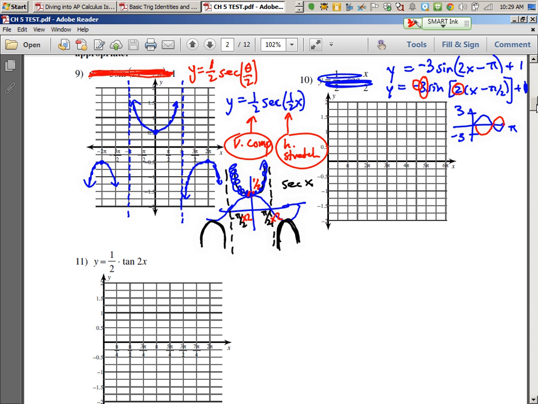This point is at the origin, point A. But I'm planning to right shift by pi over 2 and upshift 1, so point A is going to end up right here. From here, the amplitude is 3. This is at the point pi, 0, this point B. That point is going to go over pi over 2 and up 1, so it's going to end up at 3 pi over 2, up 1.